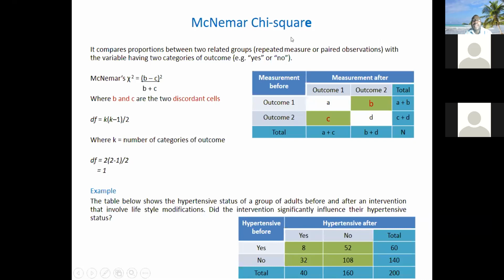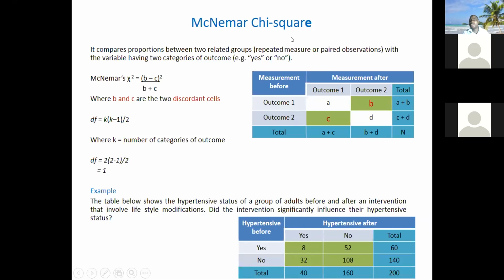What McNemar chi-square does, it compares proportions between two related groups, repeated measures or paired observations, with the variable having categories of outcome, yes or no, male or female, whatever. What it's telling you is that you have the same people. Something happens, you assess them before and after. That is paired observation.